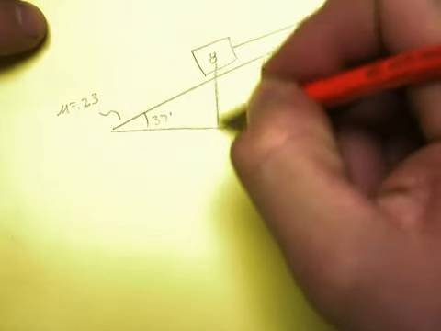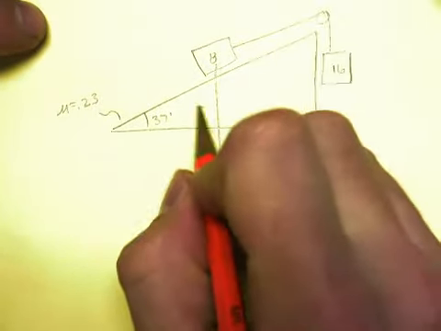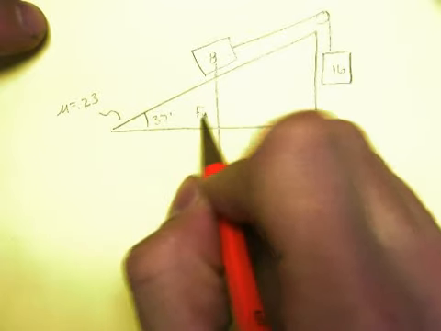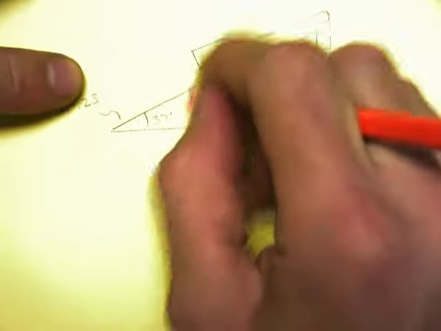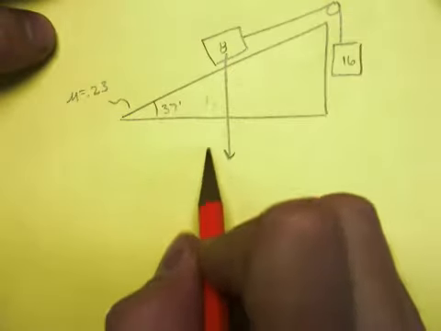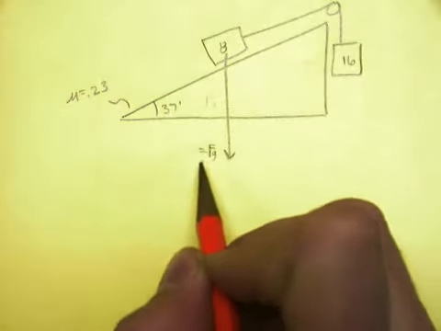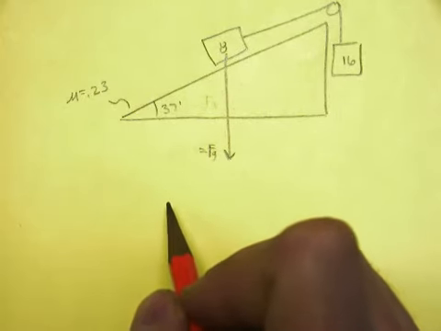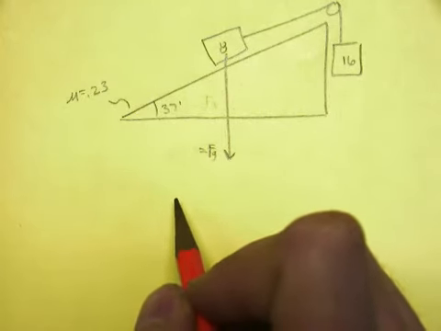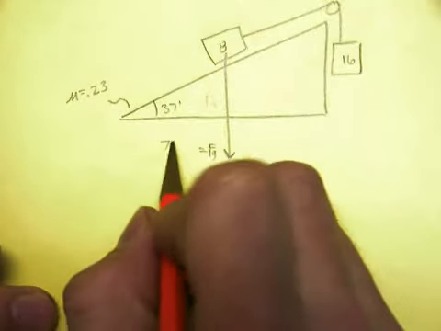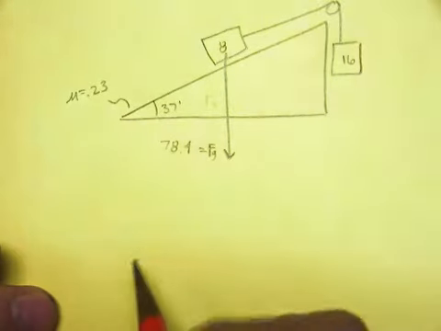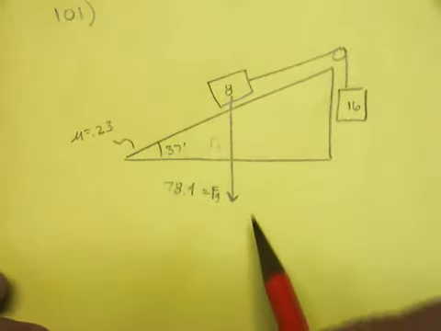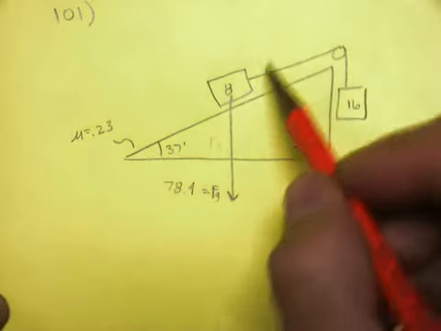Well, this is gravity. Well, I don't want to put it there. I'm going to put it down here. You take 8 times 9.8 and you get 78.4.